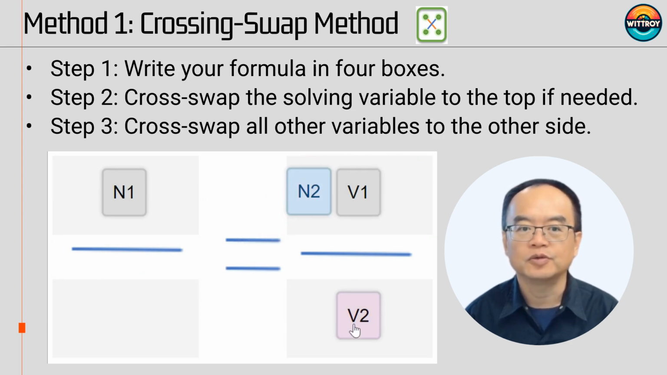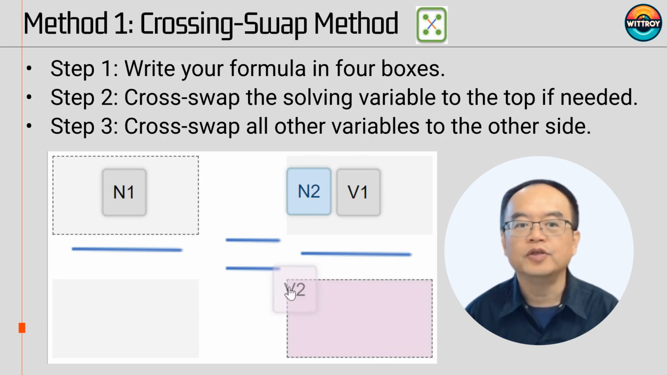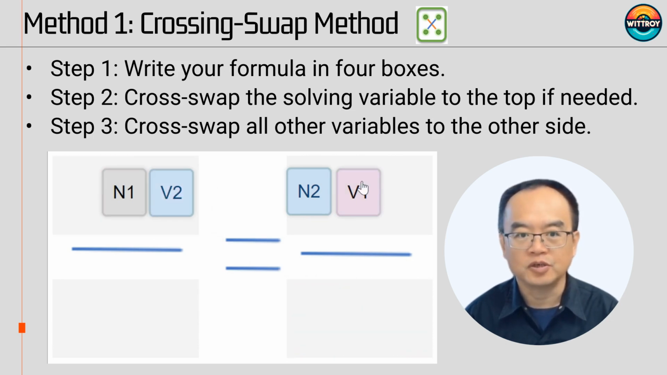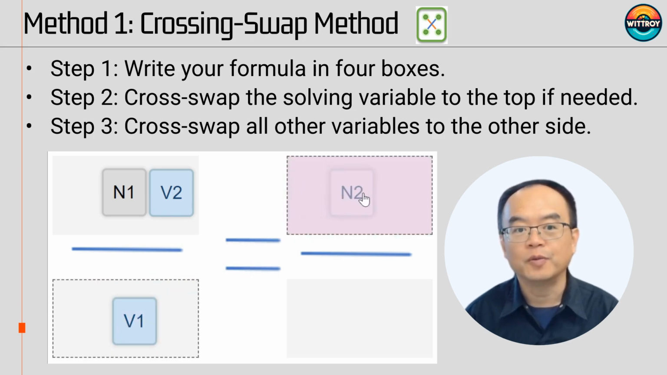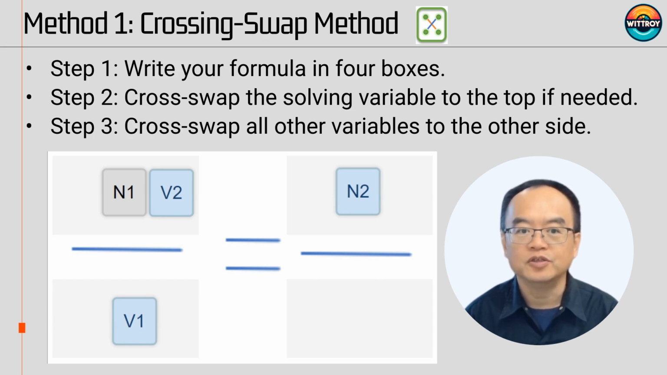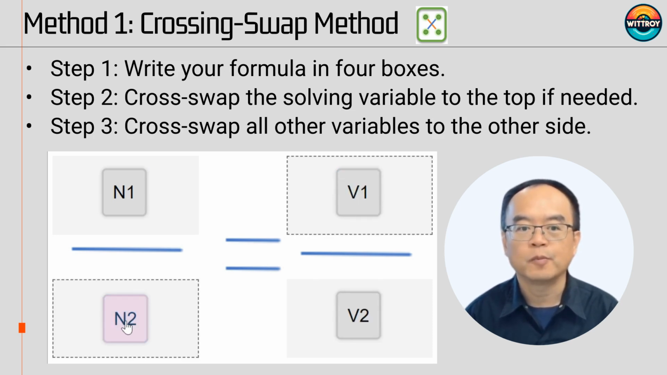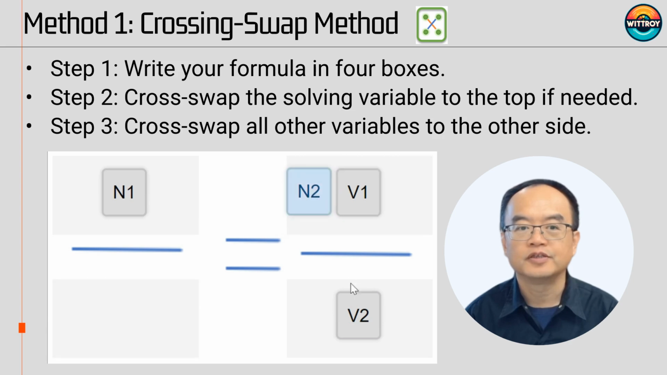Move V1 from the top right to the bottom left, crossing over the equal sign. Move V2 from the bottom right to the top left, crossing over the equal sign. The formula becomes N2 equals N1 times V2 divided by V1. By following these steps, we have successfully transposed the formula to solve for N2.